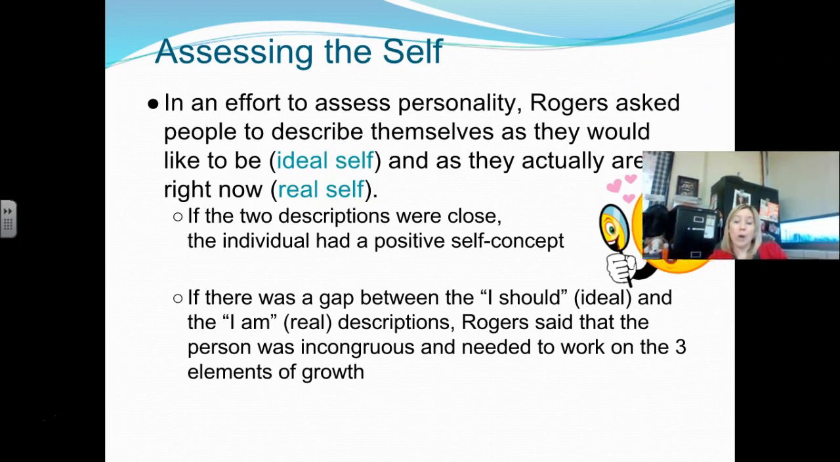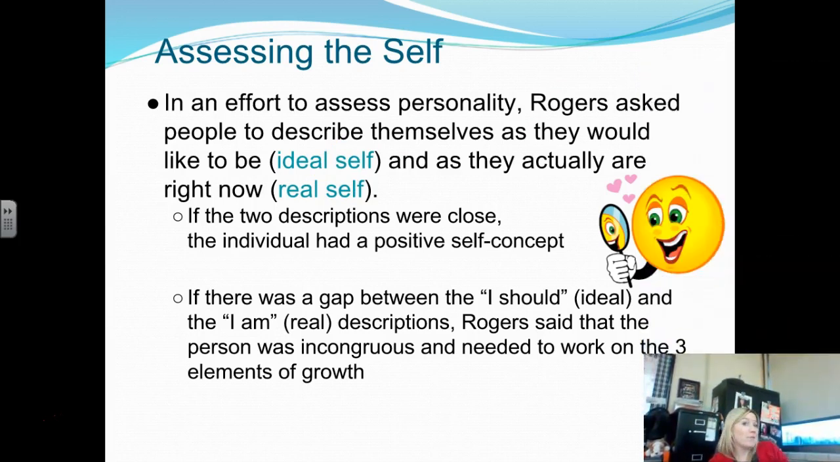So how would Rogers then attempt to go about assessing some of these pieces in our personalities? Basically what he did was he asked people to describe themselves as they would like to be, which is ultimately their ideal self. So if you could be anything, what would it be? And then he asked them how they saw themselves at that moment. That was their real self, okay?